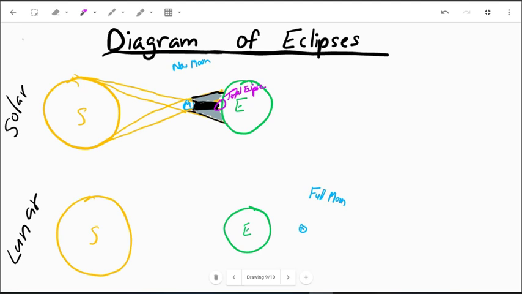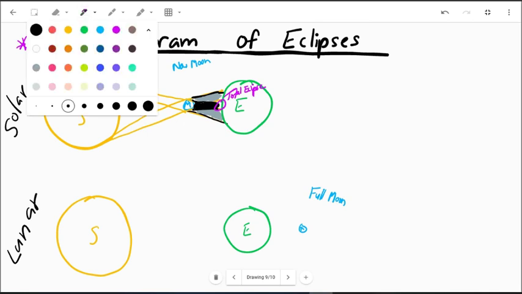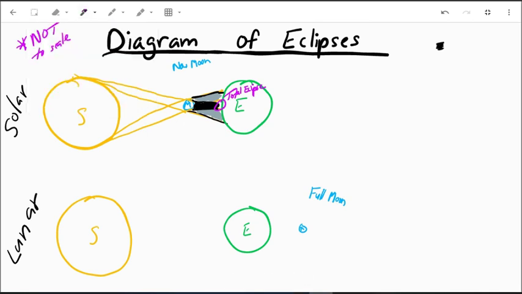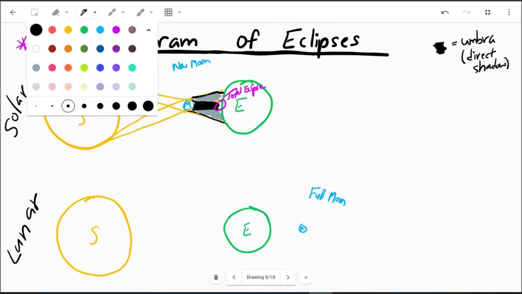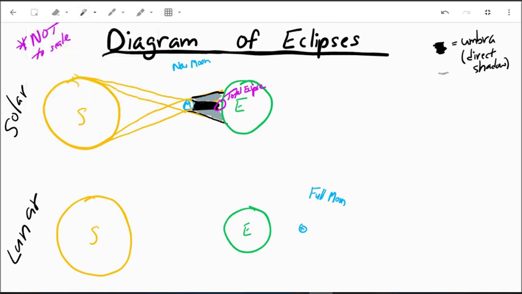All right. Remember, this is not to scale. All right. And just as a reference, the dark portion is called the umbra. That's the direct shadow, like direct and indirect light. And then this gray that I've been using is the penumbra.